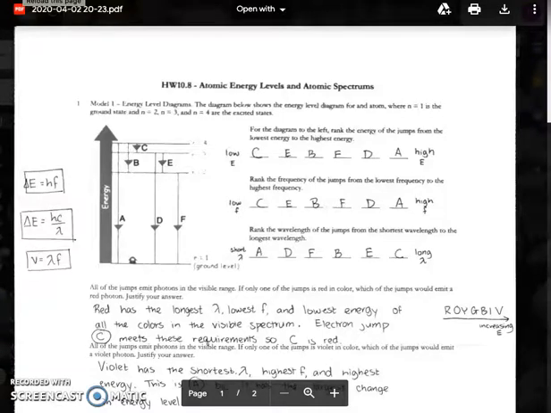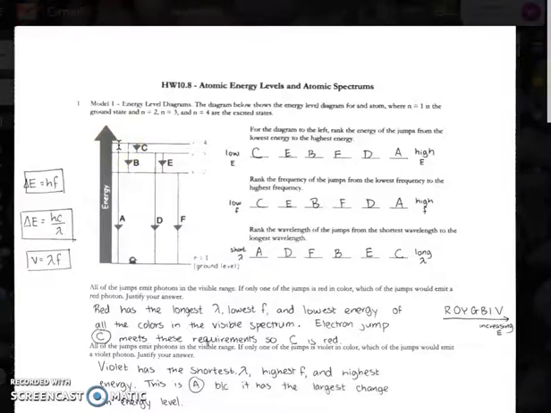Everyone! So we're going to look at homework 10.8 right now. This homework is about energy levels in the atomic spectrum. So for this one, energy in an atom can be determined by the difference between energy levels.